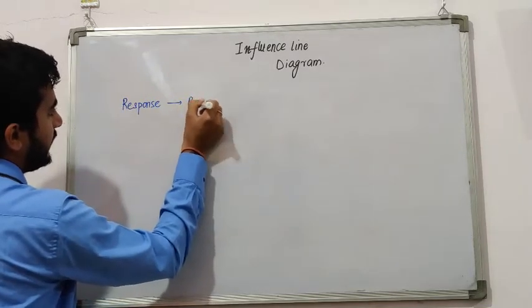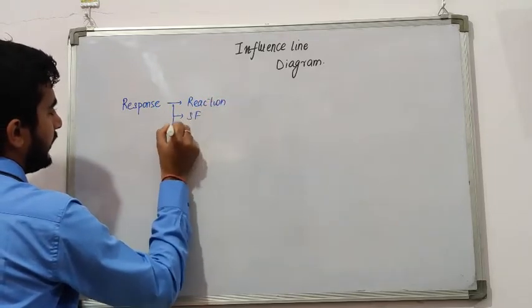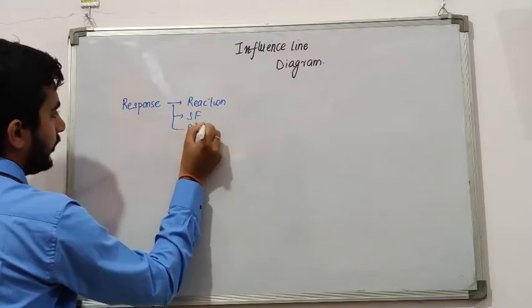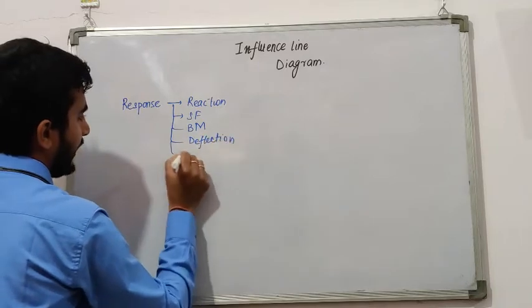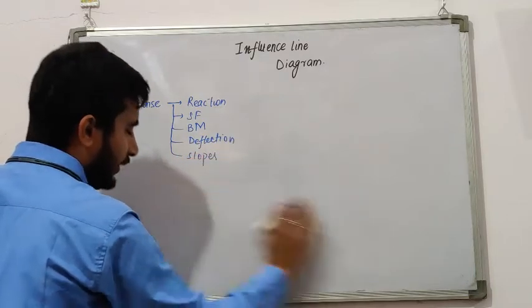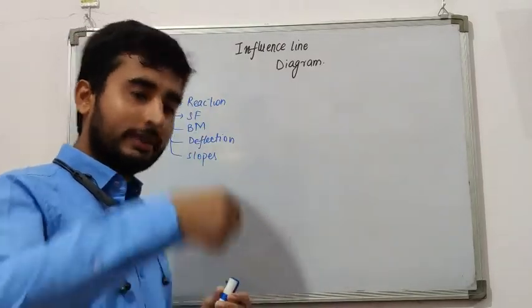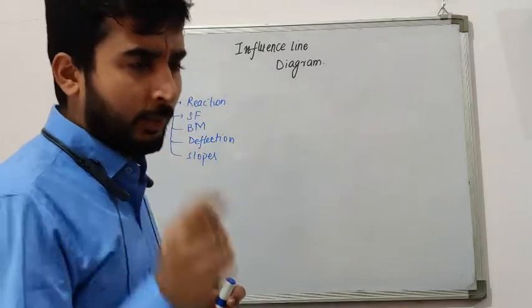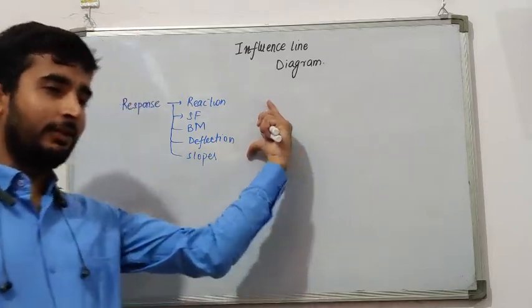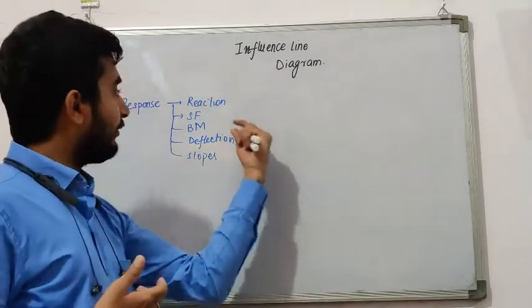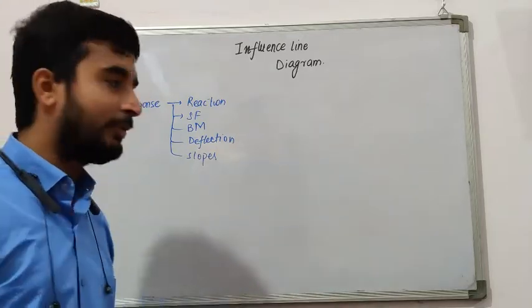You might get reactions, you might get shear force, you might get bending moment, you might get deflection, you might get slopes, you can get anything. Reactions mean when you apply some load, the load can be anything, moment, point load, uniformly distributed load on a structure, then the structure shows these kinds of responses. It will produce some reaction, some shear force, some bending moment, some deflection and slope to counteract and balance the load you applied.